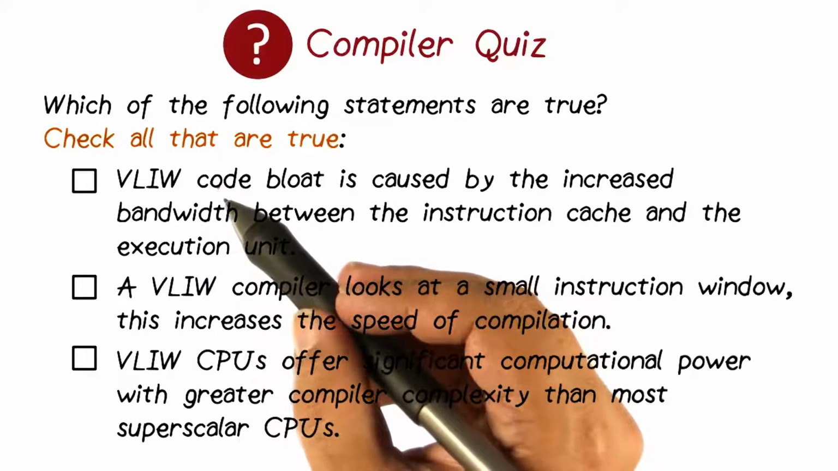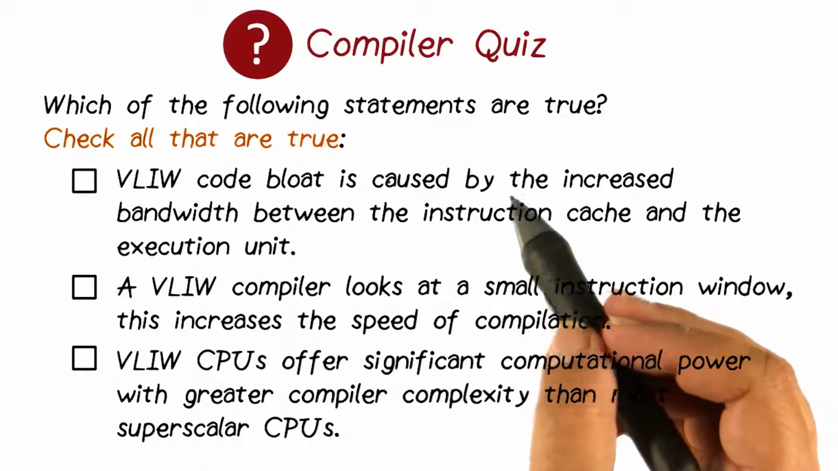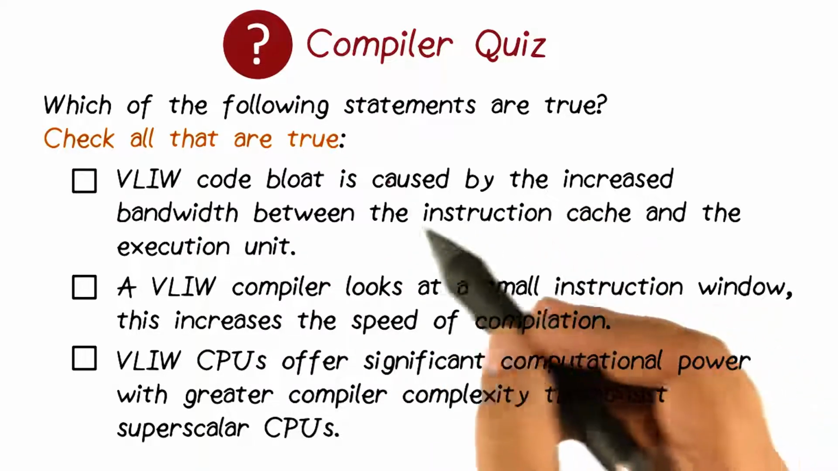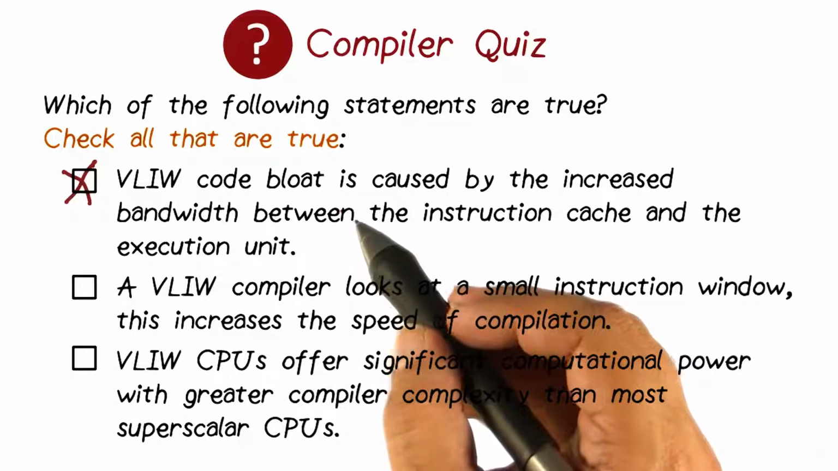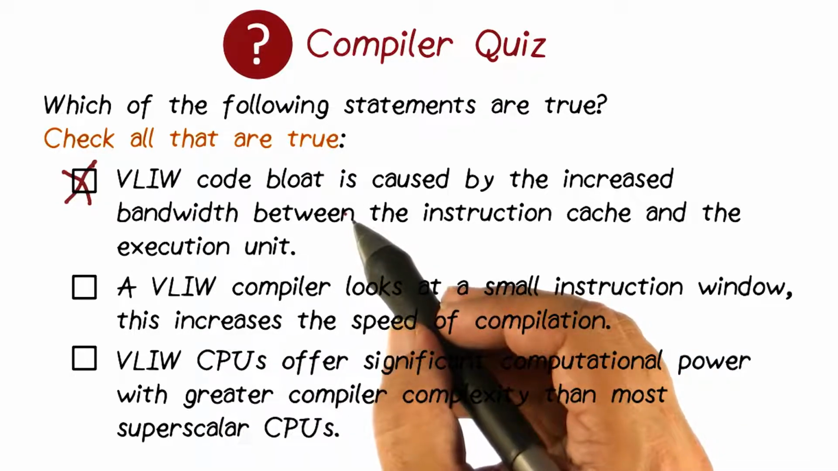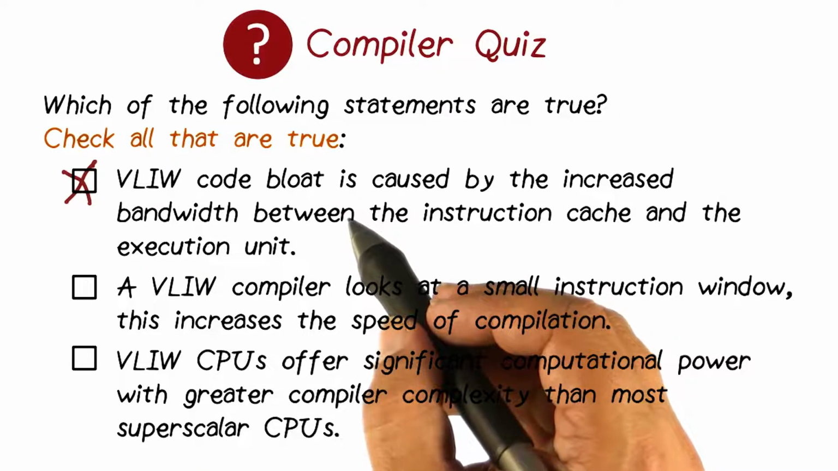The first statement was whether VLIW code bloat is caused by the instruction bandwidth between the instruction cache and the execution unit. That is false. So why is the VLIW code bloat caused? The main reason is what is called compensating code, which sits at the boundaries of the control flow to make sure that the right values are in the registers at the right point. And we'll be talking about this aspect later in the course.